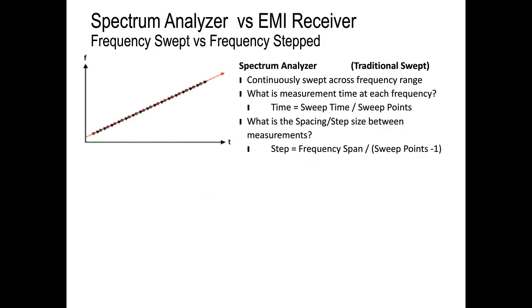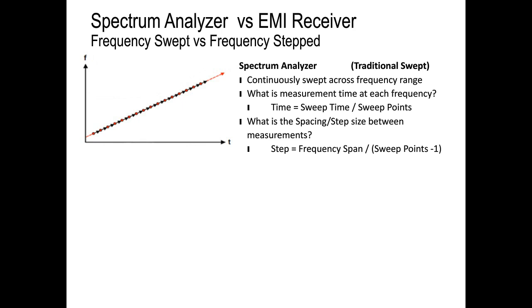Okay, so a spectrum analyzer, a traditional swept, continuously sweeps across the frequency range. And you have to calculate, hey, what's the measurement time at each frequency? So you have to know the sweep time divided by the number of sweep points. Now, what's the spacing and step size between each measurement point? Well, that's the span divided by the number of sweep points minus 1. You have to calculate certain things to make sure that your measurements are correct and that you don't have any errors in the way that you characterize it per the standard.